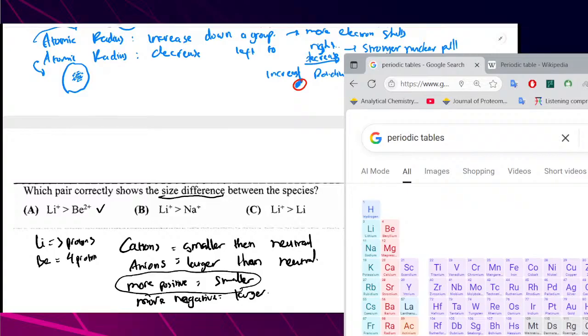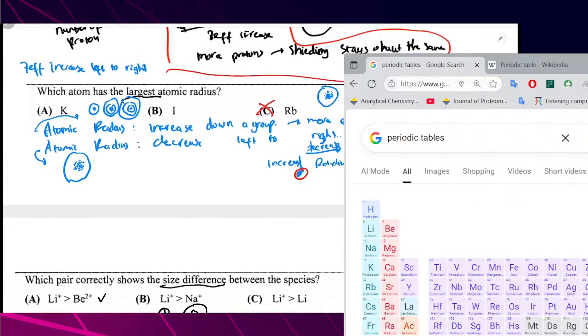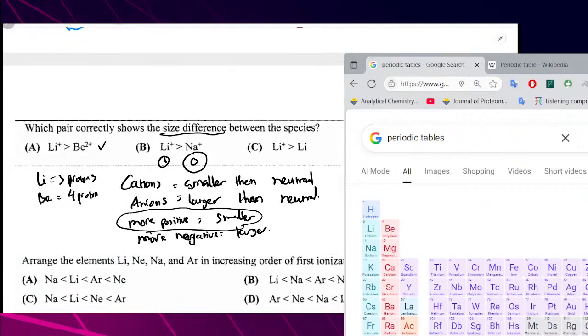Lithium and Na, sodium. Remember, lithium only has one shell. This one is not in the period, this one is in the group. Like I mentioned, if we go top to down, we get increasing radius and increasing shells. This one has just one shell, but this one has 2 shells. So Na should be bigger than lithium, so it's incorrect.